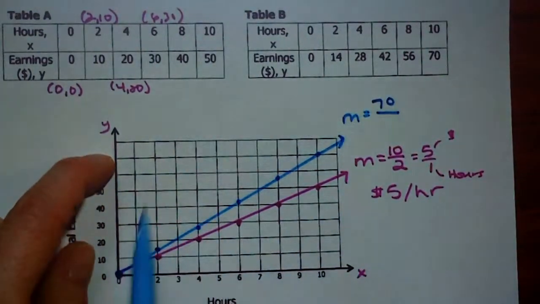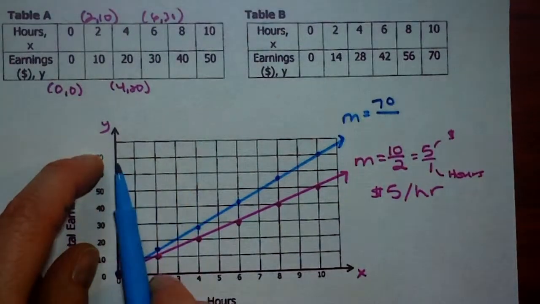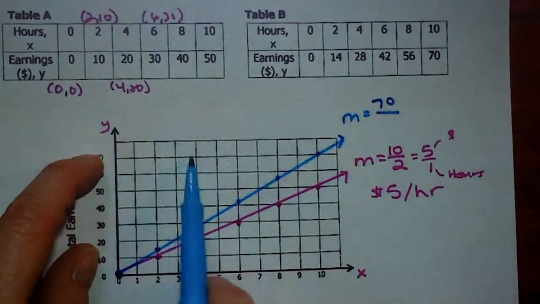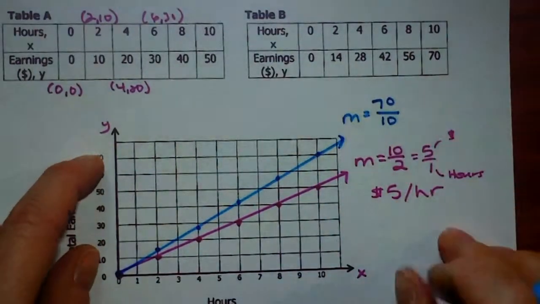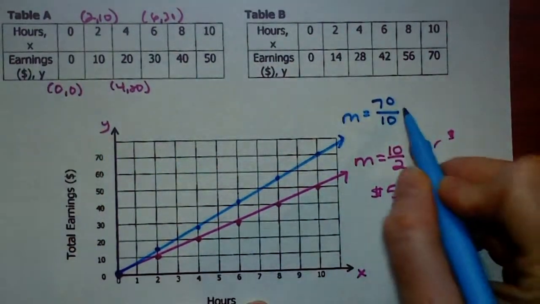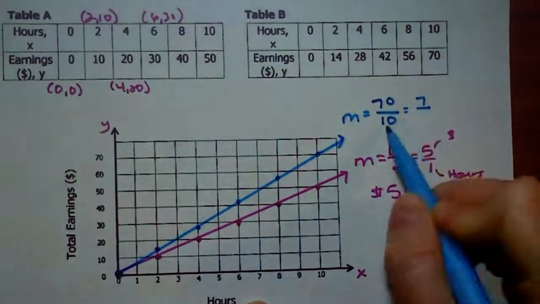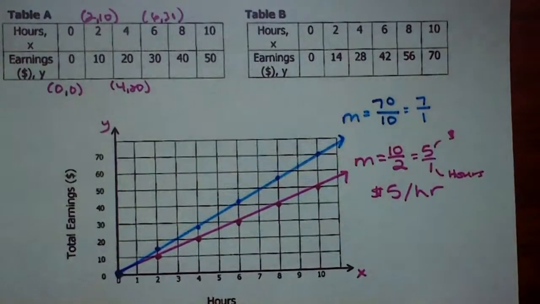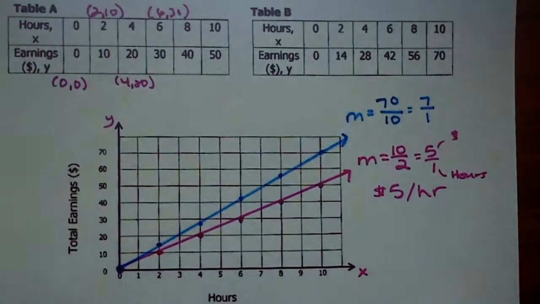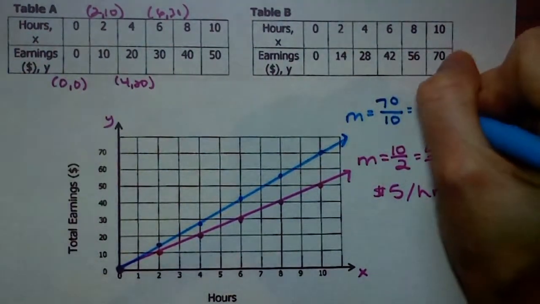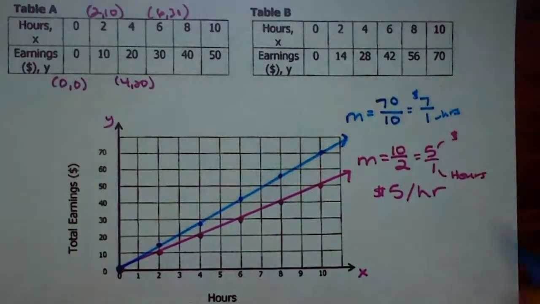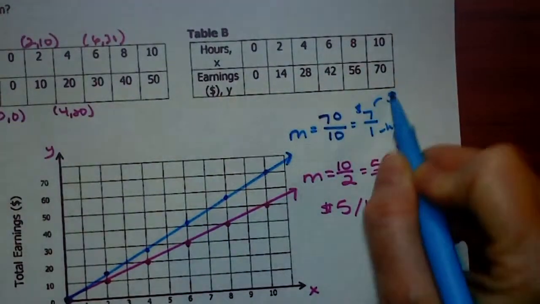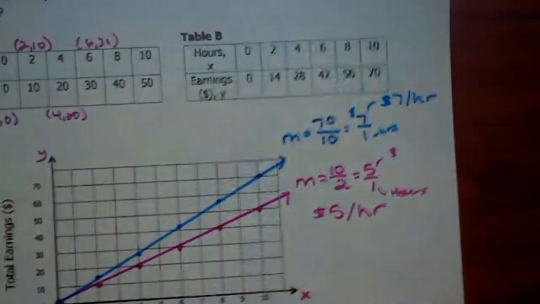For my change in x, and this is counting by ones, we'd go over 1, 2, 3, 4, 5, 6, 7, 8, 9, 10. And that can be simplified, right? 10 goes into 70 7 times, 10 goes into 10 once, and we end up with 7 over 1. Now if you look at the next question, it's the same. It says, what does the slope represent? Well, my change in y is money, and my change in x is hours. So that means that my friend makes $7 per hour.